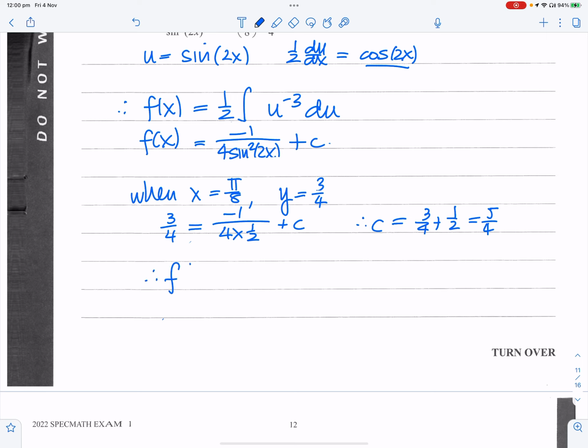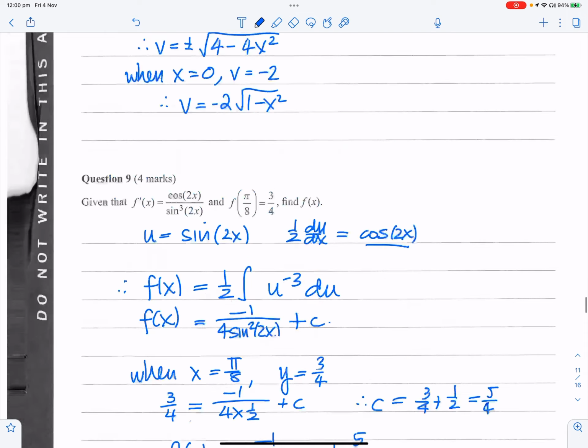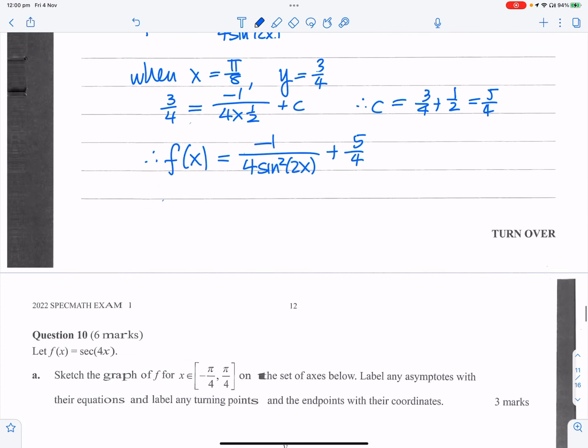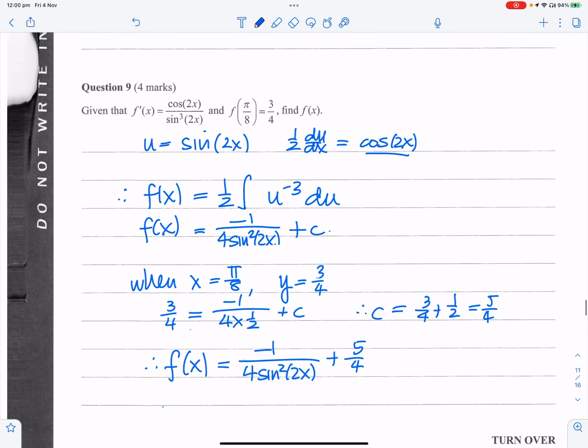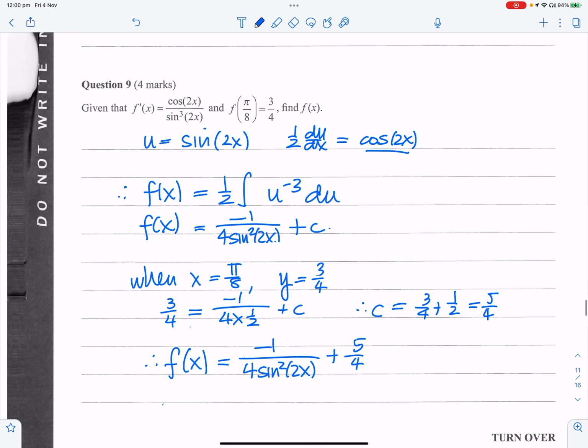So we can say f of x is negative 1 on 4 sine squared 2x plus 5 on 4. Okay, we're nearly there. That wasn't too bad.